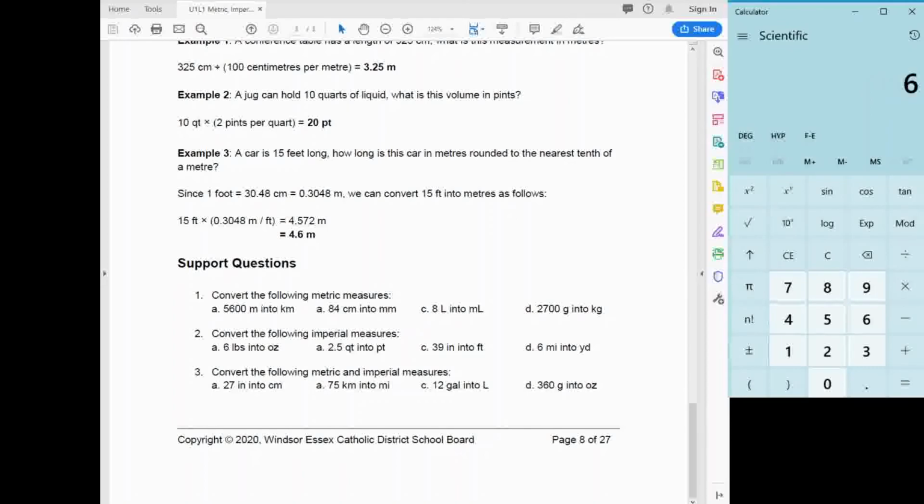And then 6 miles into yards. There are 1,760 yards in a mile. So I end up with 10,560.